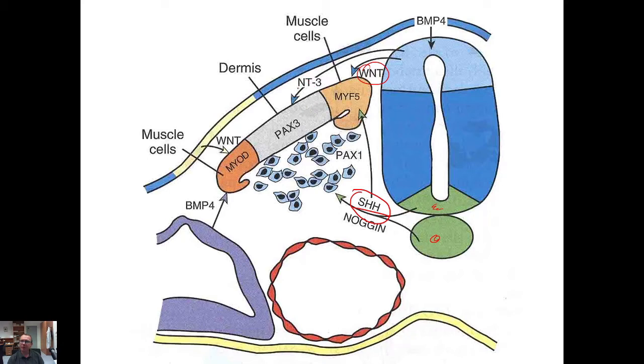Wasn't there anything in the previous lectures about NT3, neurotrophin 3? It is a factor which is important for the stimulation of the PAX3 transcription factor, important for the formation of dermatome. Okay, it isn't so important. I think that sonic hedgehog and WNT should be the most important for your study in this picture.